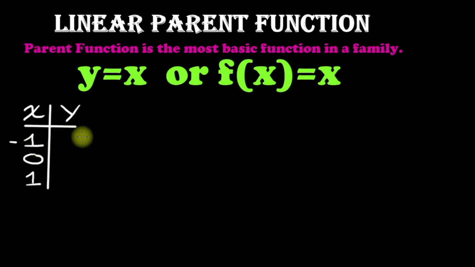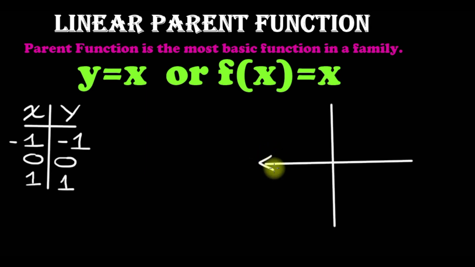When I plug these numbers in, let's say I put -1 for x. Well, y is -1, so it's the same thing. So when x is -1, my y is -1. So I have the point (-1, -1). Now if I plug in 0 for x, I'll get 0. And if I plug 1 for x, it's going to come out to 1 for y. So now I have three points that I can plot to come up with the graph of the parent function, which is y equals x.